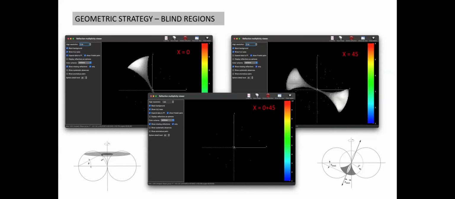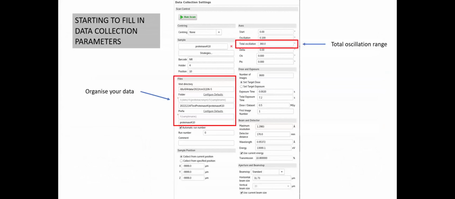So you can collect complete data. We're starting now, basically, our task is to fill in this data collection form or table. There are lots of different parameters you need to fill in, and obviously you should also start with organizing the data, which is very important.